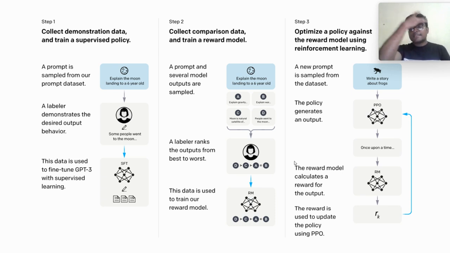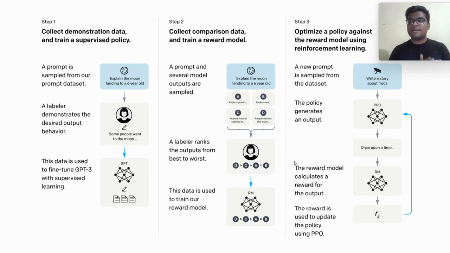So the first part is about supervised fine tuning. I'm going to give an input. Here they're given "explain the moon landing to a 6-year-old", just a prompt which I'm going to give to ChatGPT. A very important thing: the model is going to check against the predefined data sets it has already been trained on. A labeler demonstrates the desired output.